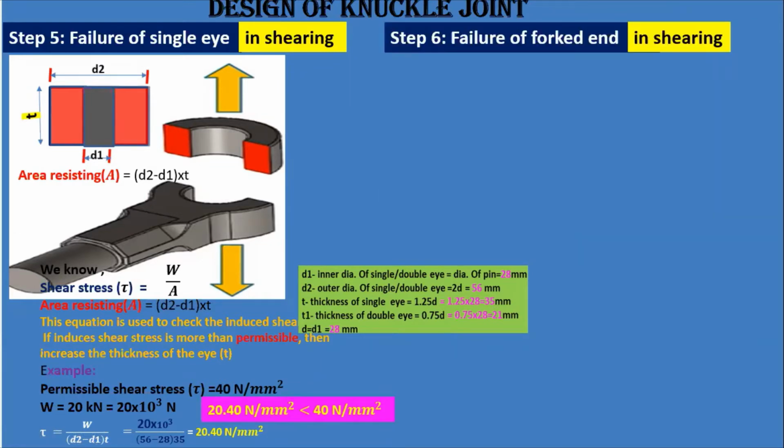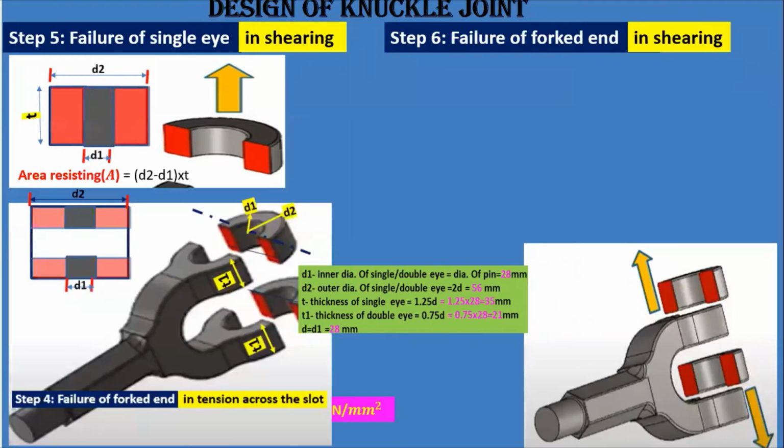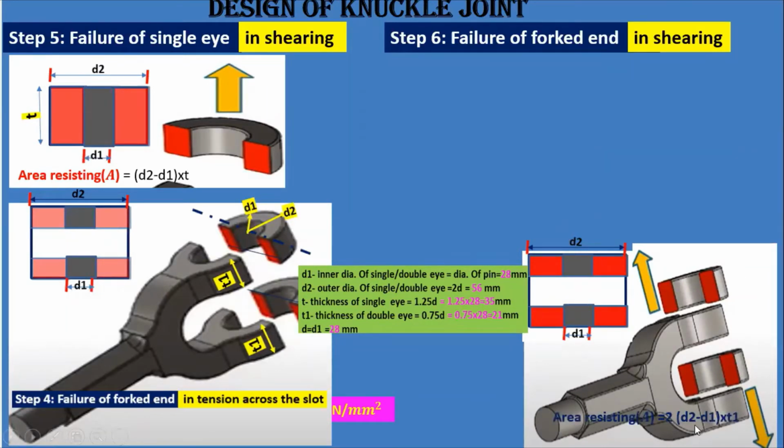Now, step 6 is the failure of a double eye in shearing. I'll show you that the failure which takes place in the tensile as well as in the shearing, both the areas are same. You can observe from this diagram. Again, the resisting area in shearing is D2 minus D1 into T1 into 2, and the resisting area during the tensile stress is the same. Right, now you can observe here that in both the cases it should be twice the area.